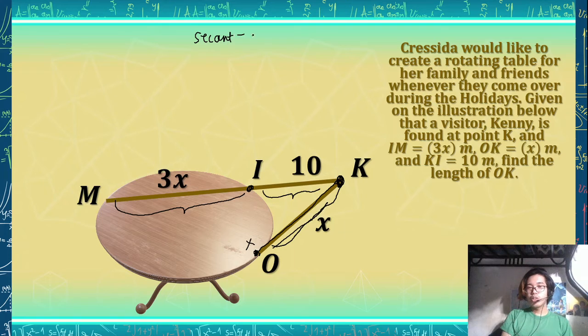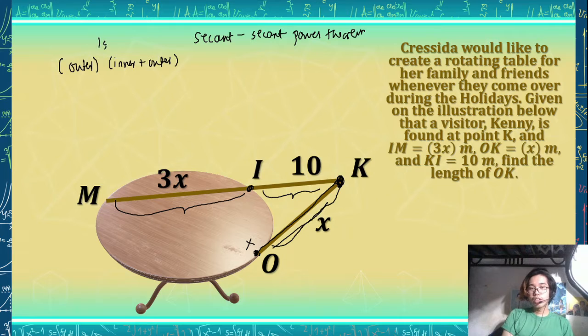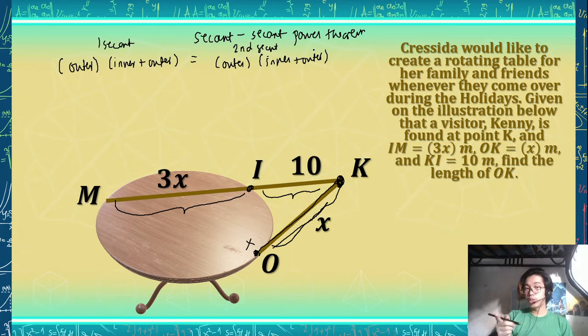Again, we're going to use the secant power theorem for this problem. According to the secant power theorem, if we have an outer segment that we multiply by the inner plus the outer segment of one secant, it's going to be equal to the second secant's outer multiplied by the sum of its inner and outer. So therefore, what equation can we create for this one?